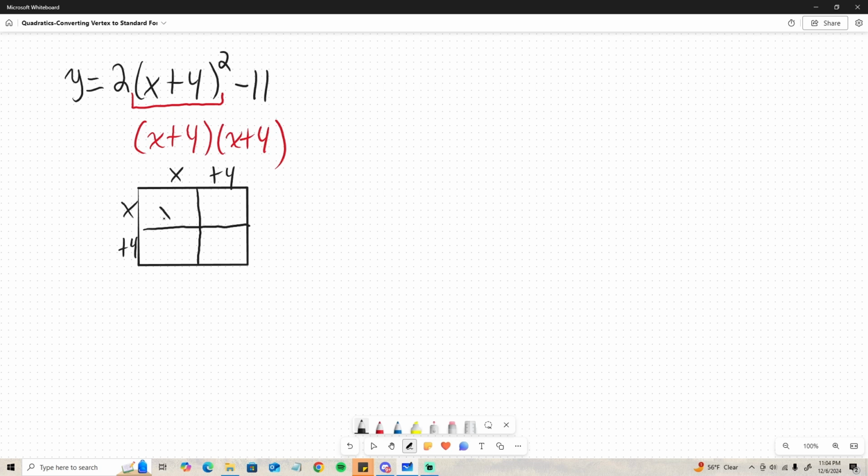So x times x, that's x squared. 4 times x, 4x. X times 4, 4x. 4 times 4, 16. Do I have any like terms? Yes, I do. This 4x and that 4x. So I'm going to write out my new expression here as x squared, combine some like terms, plus 8x plus 16.